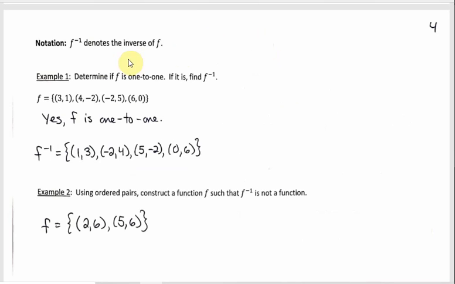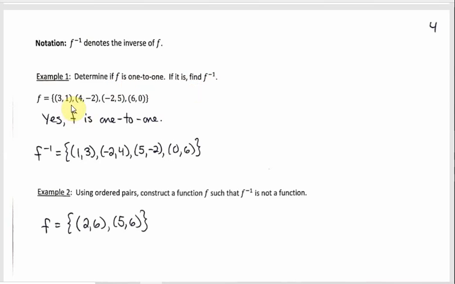First on this page is the notation. So this f with the -1 superscript, that denotes inverse, and this would be read out loud typically as f inverse, rather than f to the -1 or something like that. You would call that f inverse. So here, we want to determine if f is 1-to-1, and if it is, we're going to find f inverse.